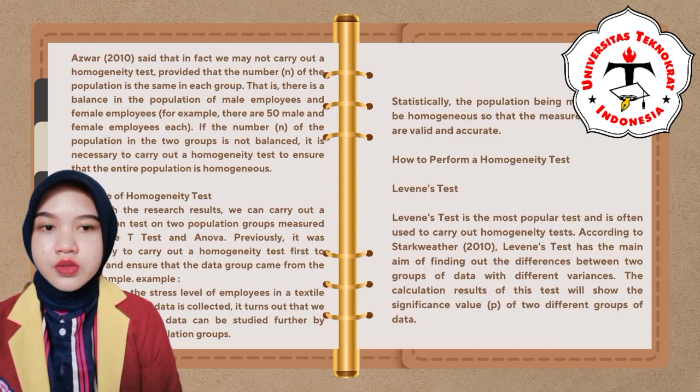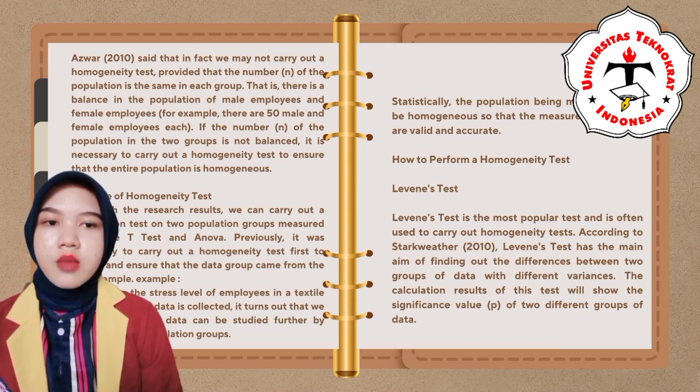employees is homogeneous. Azwar said that in fact we may not carry out a homogeneity test provided that the number n of the population is the same in each group, that is, there is a balance in the population of male employees and female employees. For example, there are 50 male and 50 female employees. If the number n of the population in the two groups is not balanced, it is necessary to carry out a homogeneity test to ensure that the entire population is homogeneous.